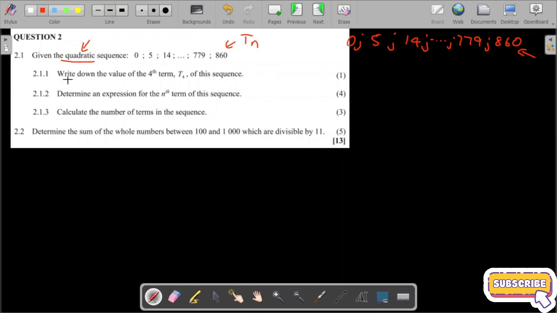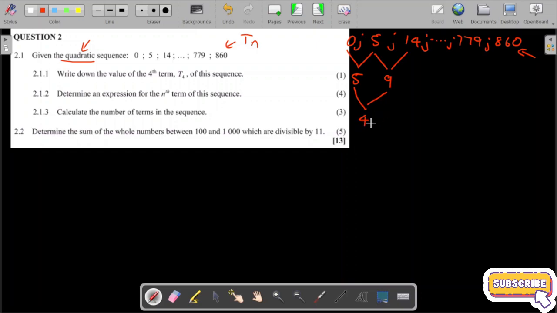Now here they're asking us to write down the value of the fourth term, which in this case is the term that follows this 14 here. So let's first find the first difference. My first difference here is going to be 5 minus 0, which is going to give me 5, and then 14 minus 5, which is 9. Now I'm not stopping here. I still need to find a second difference, by saying 9 minus 5, which is going to be 4.